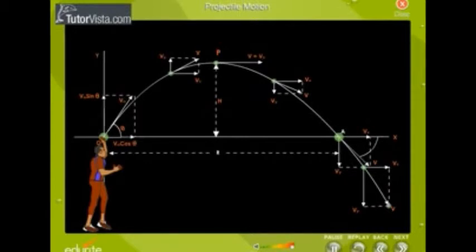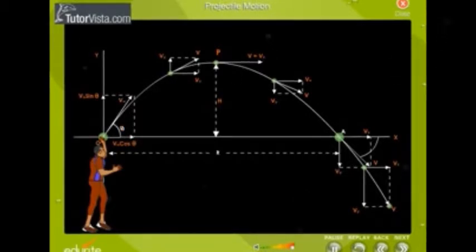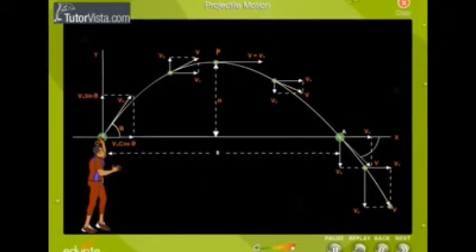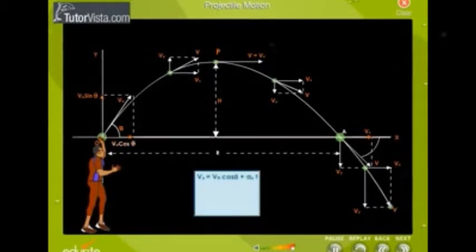Let us now analyze the motion of a projectile thrown obliquely. Let a body be projected from a point O with initial velocity V0. The projectile makes an angle theta with the horizontal axis. The velocity of the projectile at any point of the trajectory goes on changing both in magnitude and in direction. The velocity can be resolved into two rectangular components, V0 cos theta along x-axis and V0 sin theta along y-axis.